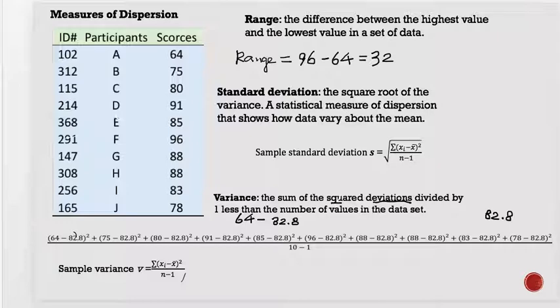Standard deviation. Standard deviation is the most popular statistical tool to measure dispersion. Standard deviation is actually just the square root of the variance. For this data set, we got 9.1.